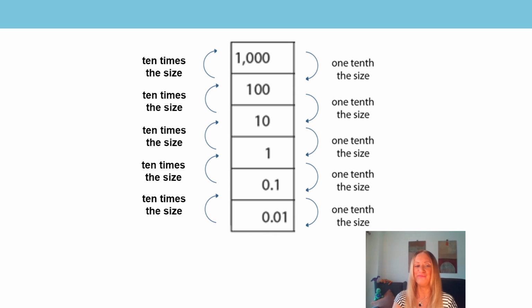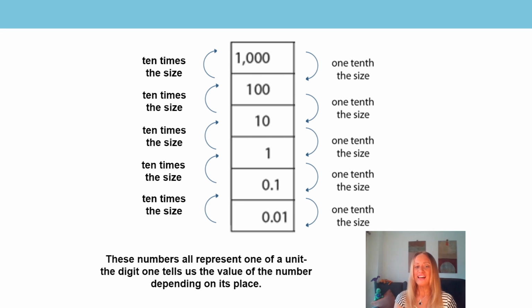Excellent, really well done. So we can use those comparisons, can't we, to help us understand the values of the digits and how to read those numbers. And actually, these numbers all represent one of a unit. The digit 1 tells us the value of the number depending on its place. So when the digit 1 is in the tenths place, we get 1/10. But when the digit 1 is in the hundredths place, we get 1/100th. Fantastic.